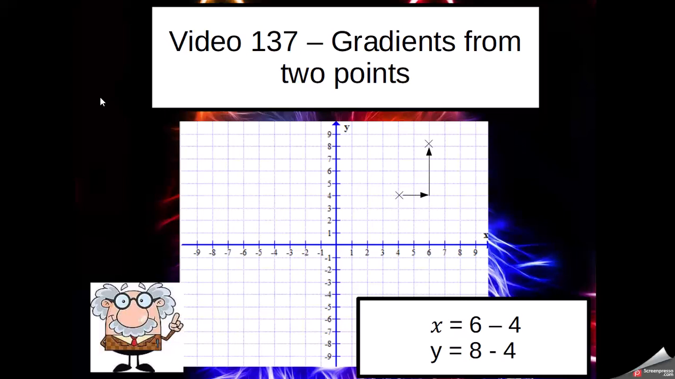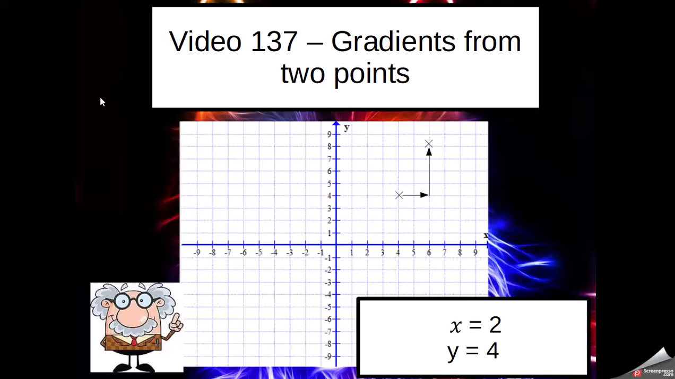So for instance, if y was moving down, you'd have 4 take away 8, and so you'd have a negative gradient. So always make sure with the y you put the second coordinate first. That's going to give us x is 2 and y is 4. X goes to the right 2, y goes upwards 4.